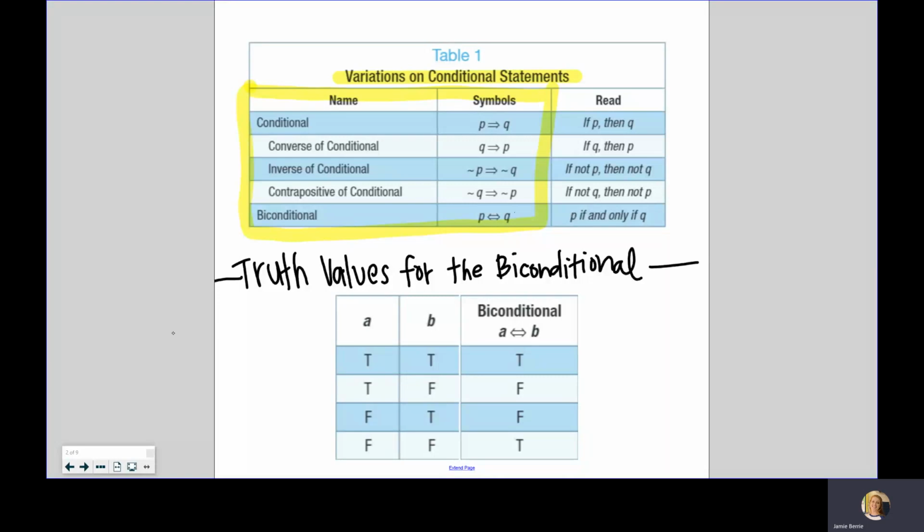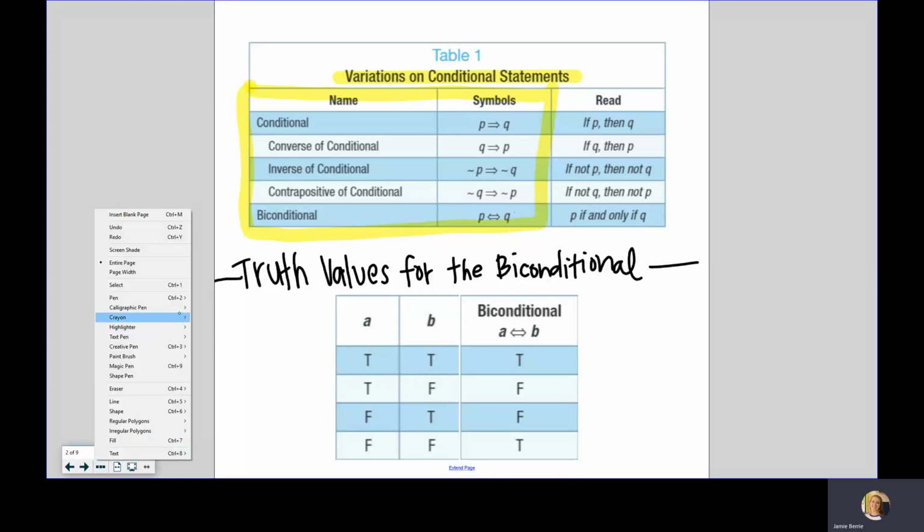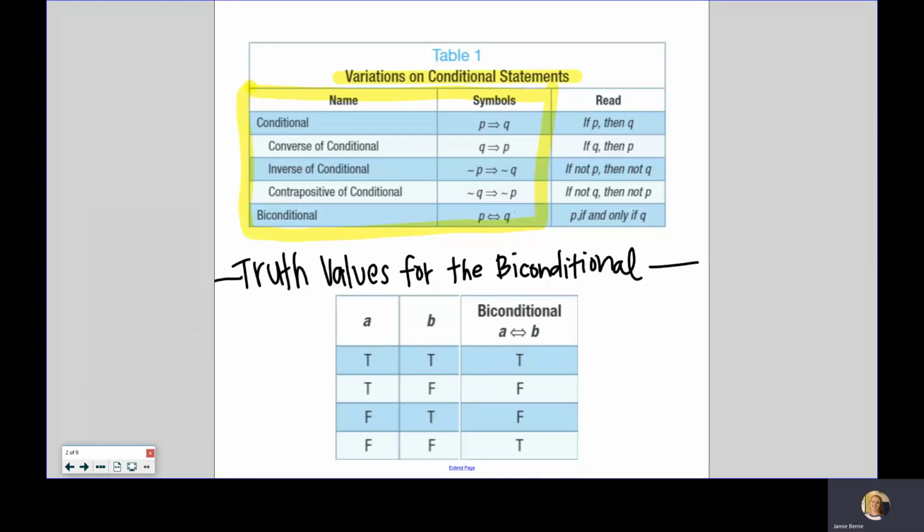And the shorthand version of saying this is to say P if and only if Q. And we actually have a special symbol in math for if and only if. Sometimes you'll see if and only if abbreviated as IFF. And then we have the truth values for the biconditional. So just in case you have to do a truth table and it's got a biconditional statement in it, that way you know how to fill in that column. The rest of these, you can just use your normal rules for truth tables.